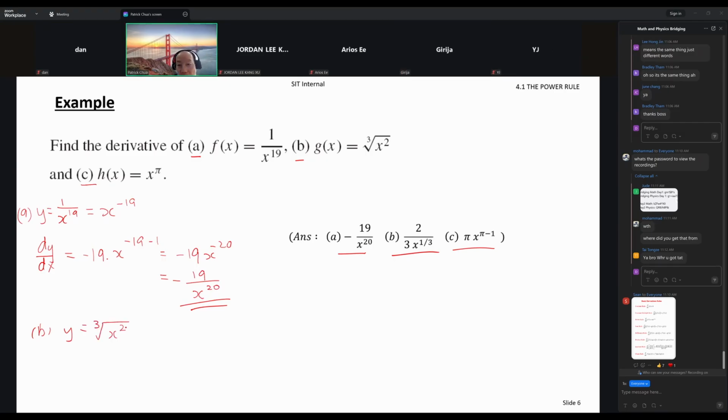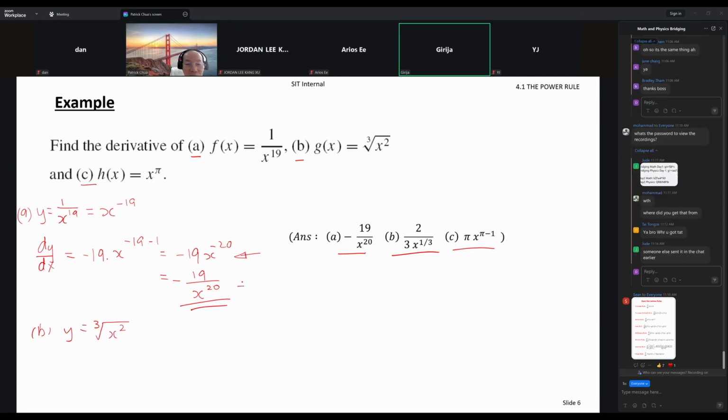Yes, you have a question? For question A, is it okay if we just leave our answer as negative 19x to the power of negative 20? I suppose this is okay. That means it shows that you have done your differentiation correctly. It'd be nice to have this, but I suppose you will get your mark here, and it's okay. Okay, understood.